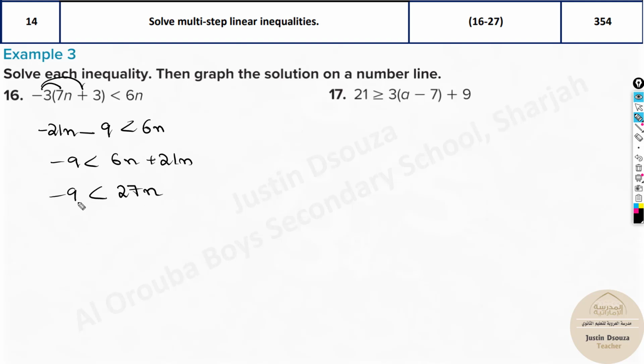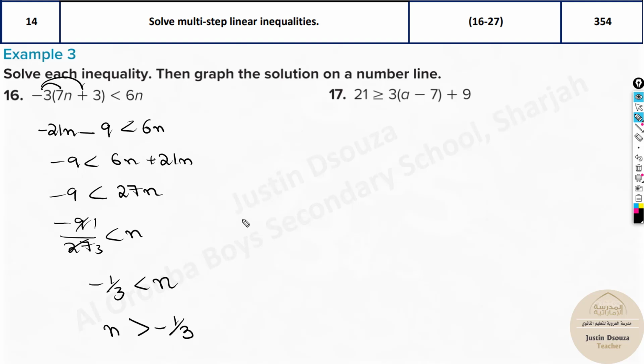Now divide both the sides. What do you want this to go? You want to remove this 27. Take it to the other side or divide both the sides by 27. So I'll just take it down over here. It'll be -9 over 27 less than n. This is 1 time. This is 3 times. 9 3s are 27, right? Negative 1/3 is less than n. Or n is greater than negative 1/3. So this is the answer.